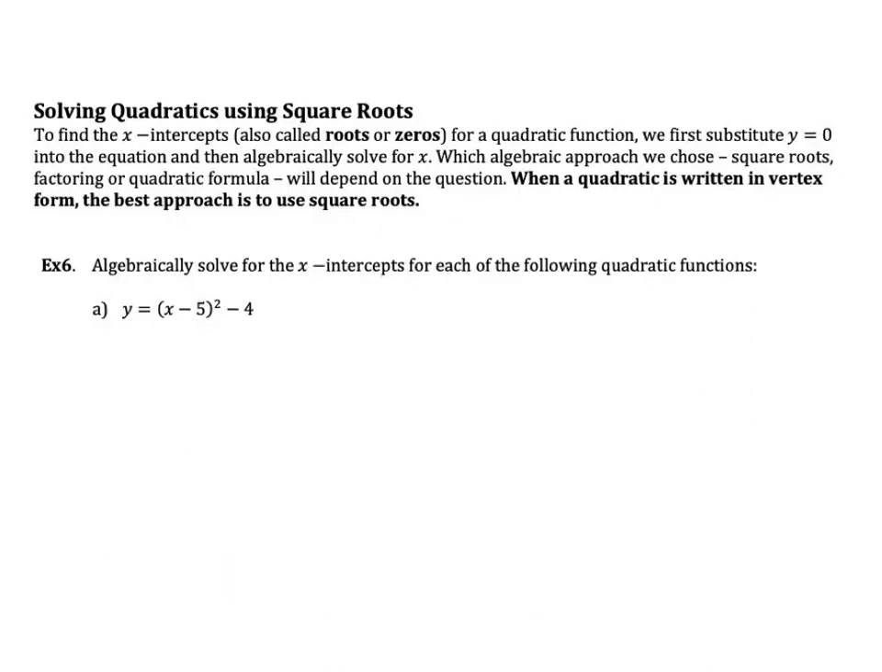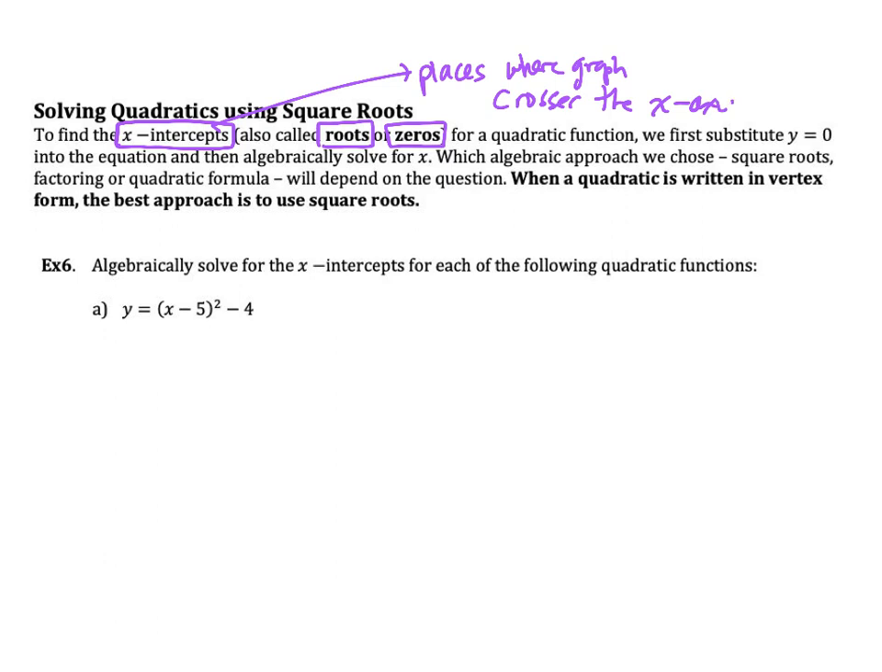All right, solving quadratics using square roots. So we're going to solve for x. And if we solve for x, we might call them solutions, but really those solutions are x-intercepts. We might call them roots. We might call those zeros. But x-intercepts are places where the graph crosses the x-axis. That's what roots are, that's what zeros are, that's what x-intercepts are.